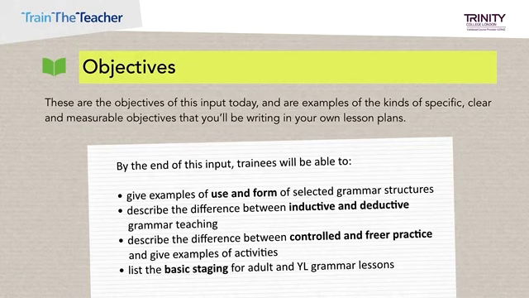So today's objectives for you are to be able to give examples of use and form of selected grammar structures, describe the difference between inductive and deductive grammar teaching, describe the difference between controlled and freer practice, and give examples of activities, and to be able to list the basic staging for adult and young learner grammar lessons.